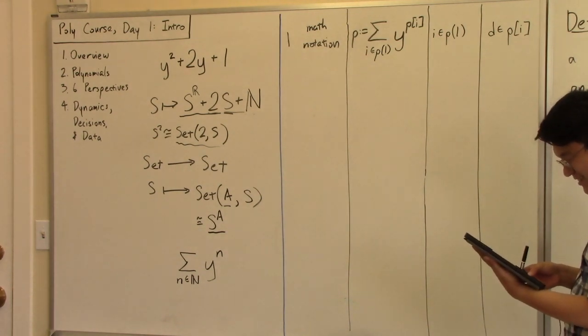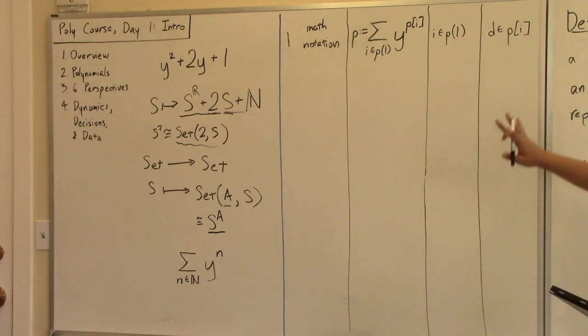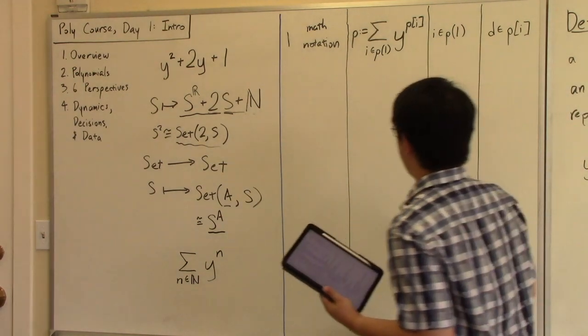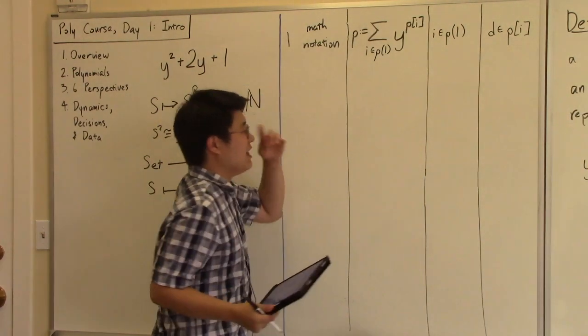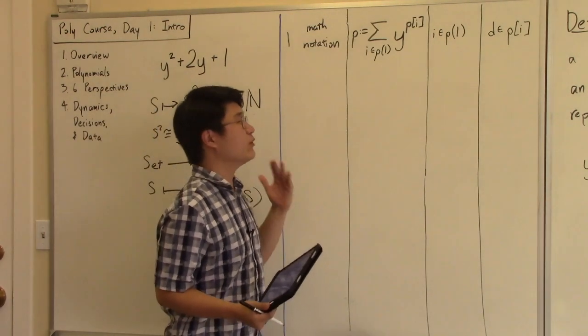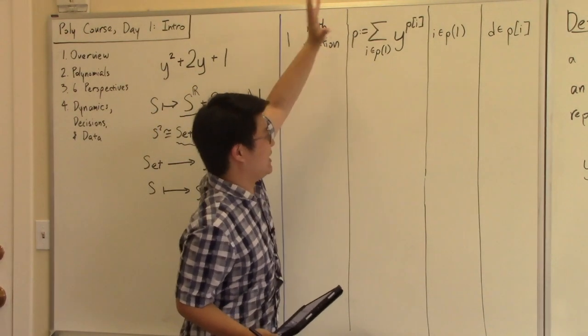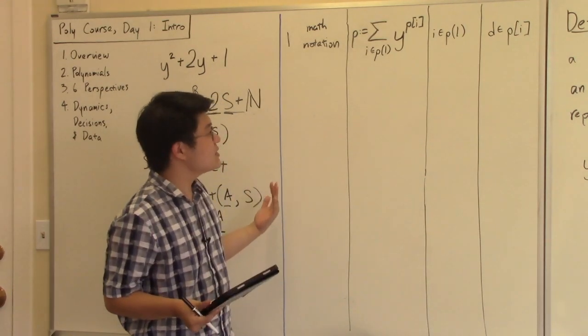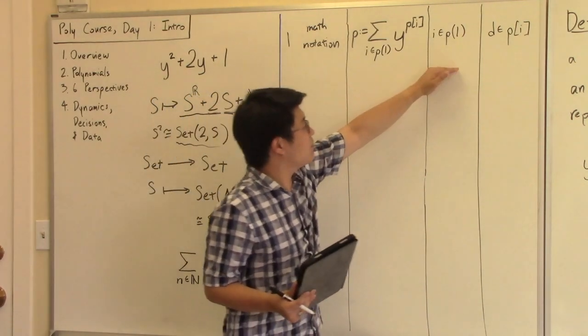Where was I? Okay, so that's our first way of thinking about these as functors. But it turns out we don't really need to think about them as functors, as actually taking a set in and spitting a set out.